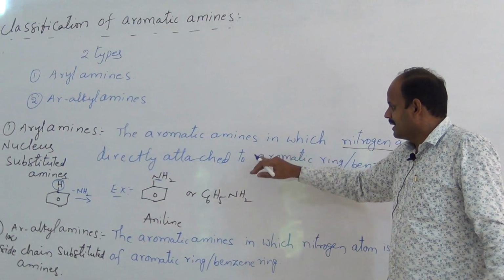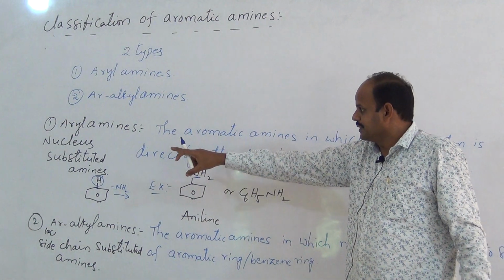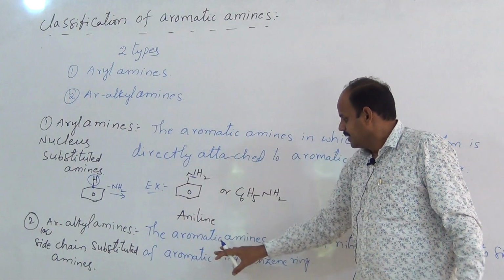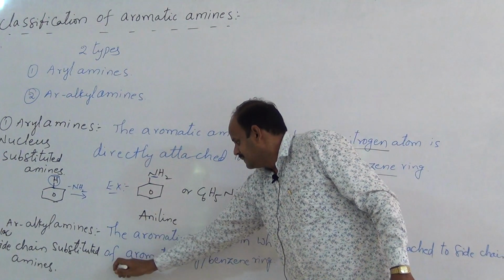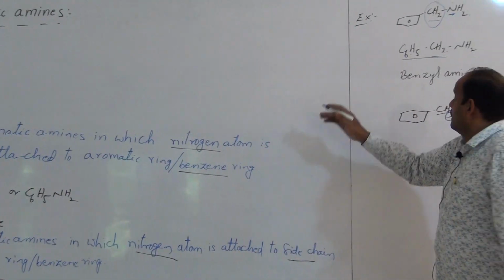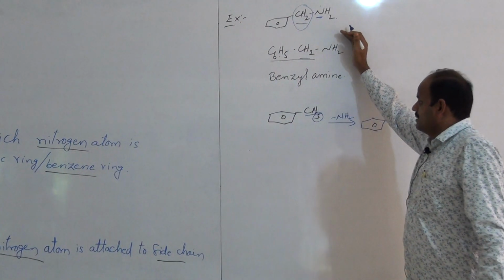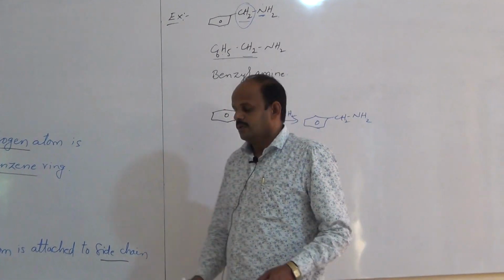If the nitrogen atom is directly attached to the benzene ring, they are called aryl amines or nucleus substituted amines. If the nitrogen atom is attached to the side chain of the aromatic ring, then that is called aralkyl amines. These are also known as side chain substituted amines. Okay.